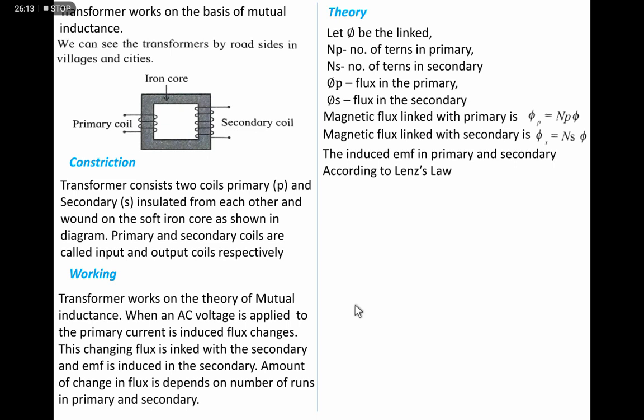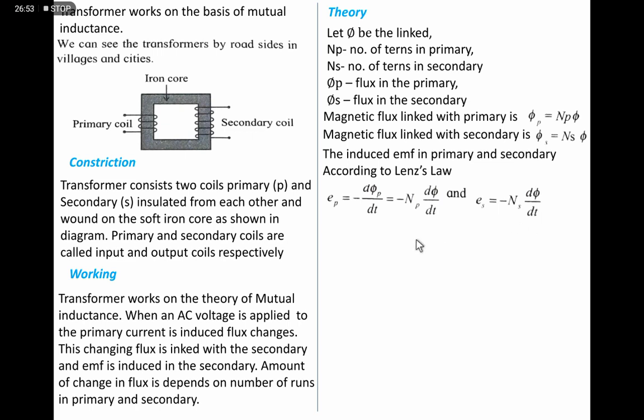So the induced EMF in primary and secondary, according to the Lenz law. EMF induced in the primary we'll write EP is equal to, Lenz law, negative sign, and we'll differentiate the change in flux primary with respect to time. We'll get the EMF induced in the primary. So phi P is N phi, therefore we'll write with negative sign NP d phi by dt, and similarly for secondary it is ES is equal to minus NS d phi by dt.